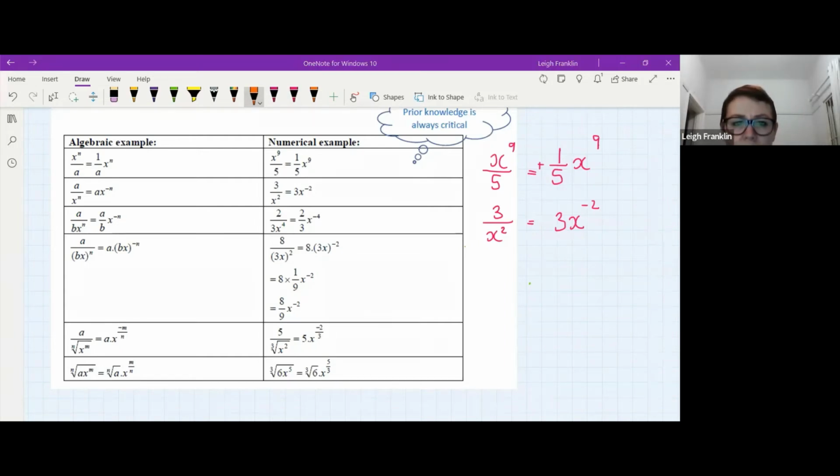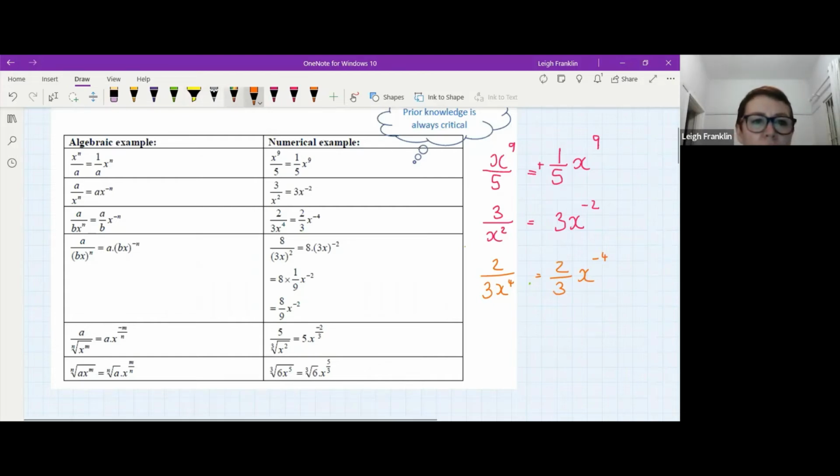Okay, then if they gave you something like this, 2 over 3x to the power of 4, the number doesn't want to be an exponent. It's the variable that you've got to move. It doesn't matter if you've got a number in the denominator, it's the variable that can't be in the denominator. So you will leave this coefficient as 2 over 3. Take the x up to the top, change the sign of the exponent. Does that make sense to everybody?